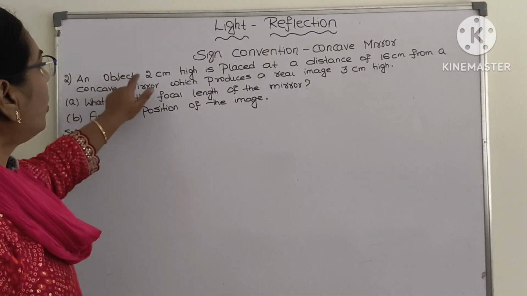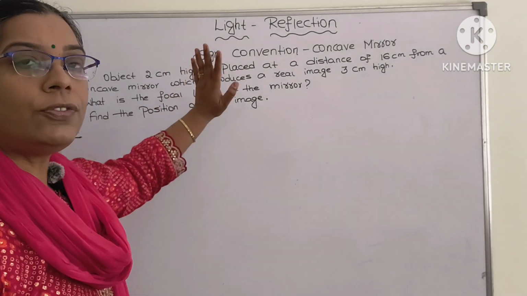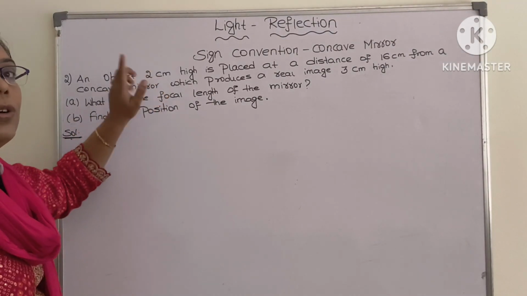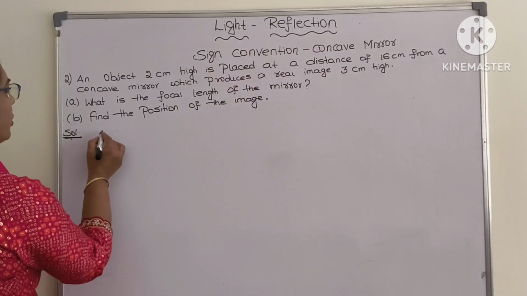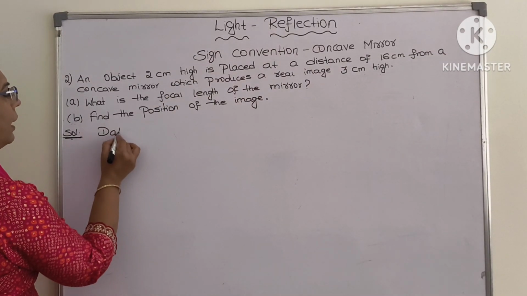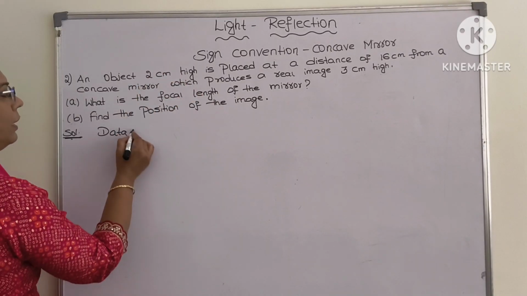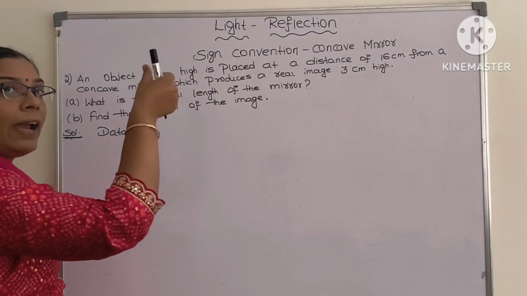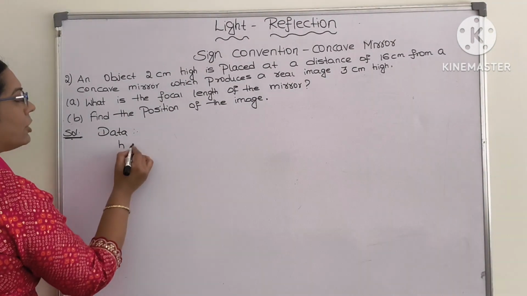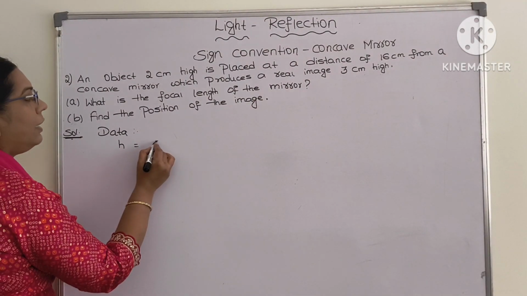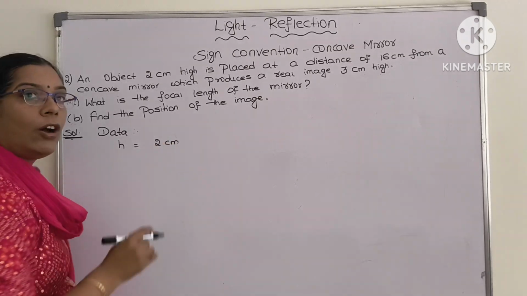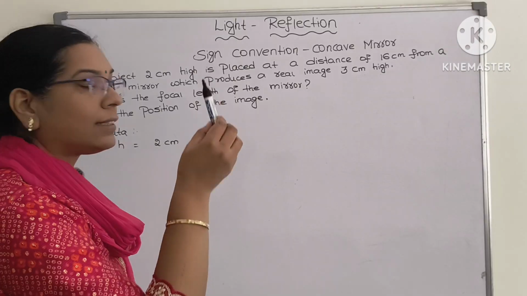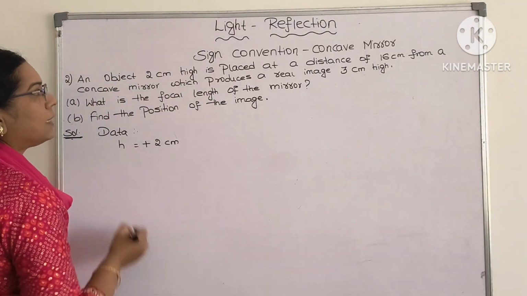Next one, an object 2 centimeter high. Since we are doing all the numericals for concave, the moment you see a value, write its data. So what is the data? Data is object is 2 centimeter high. It is not the object distance, children. He said height. So h, which is the object height, it is 2 centimeters. And how do you place an object? Always pointing towards the positive y-axis, and hence plus sign.